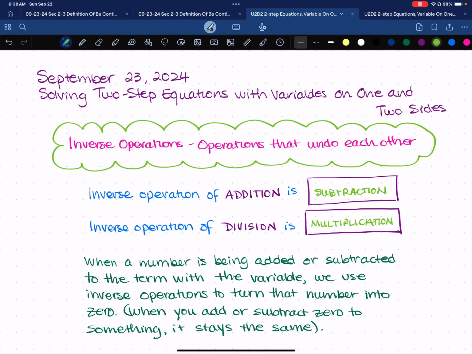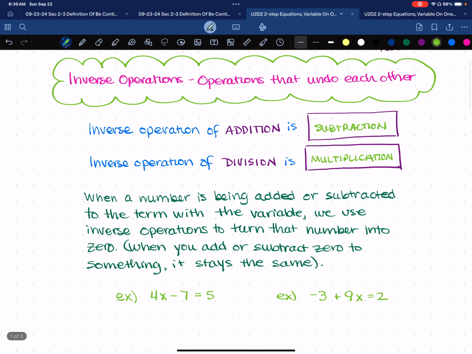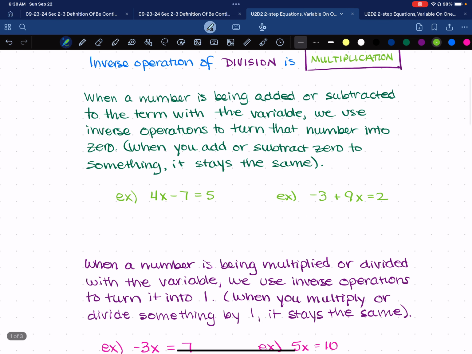All right, so we're going to focus on using inverse operations to get the variable by itself. Now, another thing that a lot of people don't think about when they're solving equations are these two ideas here. So let's look at the one in green first. When a number is being added or subtracted to the term with a variable, we use inverse operations to turn that number into zero. And why do you think we do that? Well, because when you add or subtract zero, that something stays the same, and that's the key.